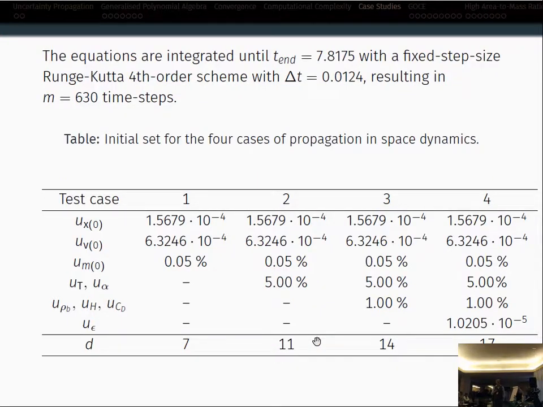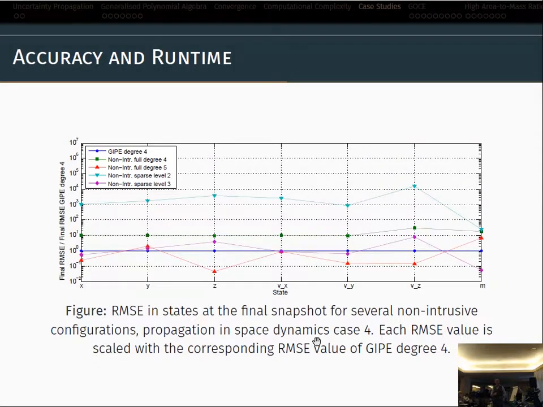This is just to give you an idea of some of the values that we use, and the dimension of our uncertainty space, if you add all the uncertain parameters plus initial conditions, went up to a maximum of 17 parameters. So it's a fairly substantial uncertainty space. We use a Runge-Kutta fourth order fixed step size integrator, and we integrated for an arbitrary length of time to see how the uncertainty region was evolving.